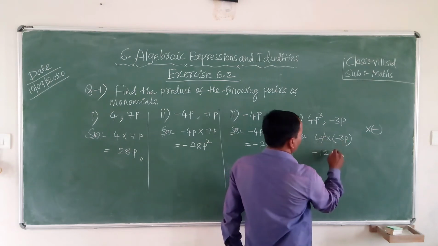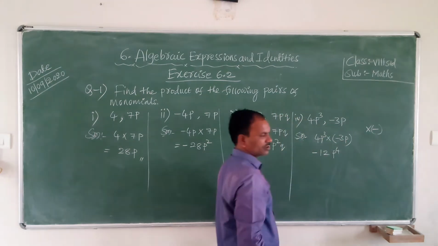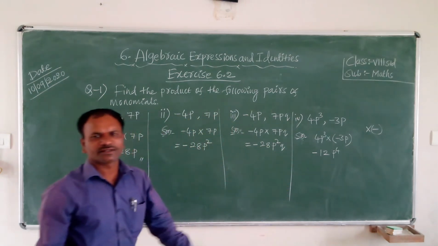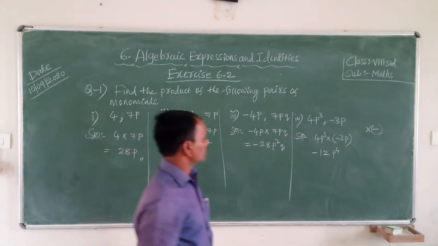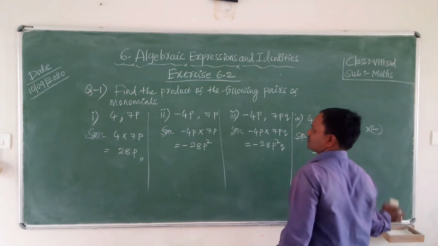P cube into P to the power of 4. So I have to multiply. Like this I have to multiply the monomial into monomial, my dear students.